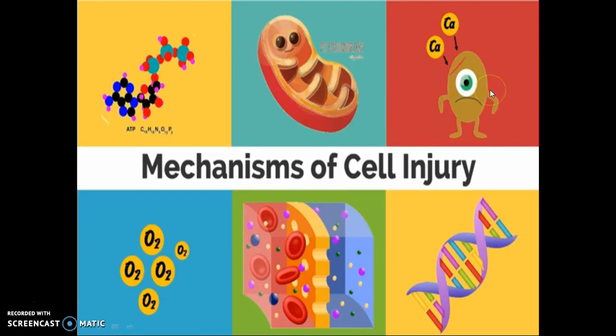Number three is the influx of calcium intracellularly and loss of calcium homeostasis. Number four is the formation of reactive oxygen species. Fifth one is the defect in the cell membrane, and sixth one is the damage to the DNA.